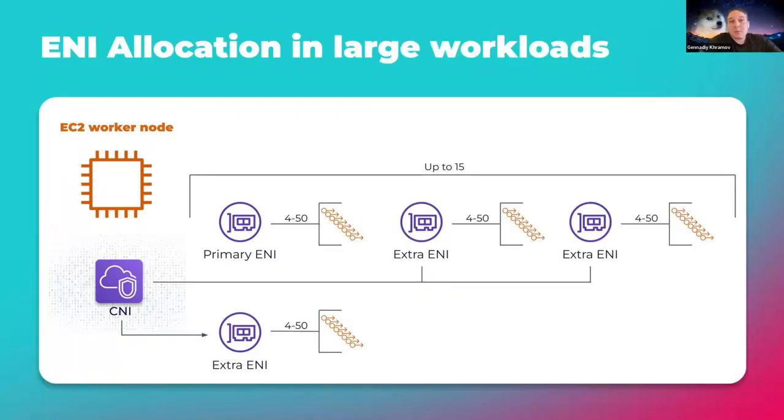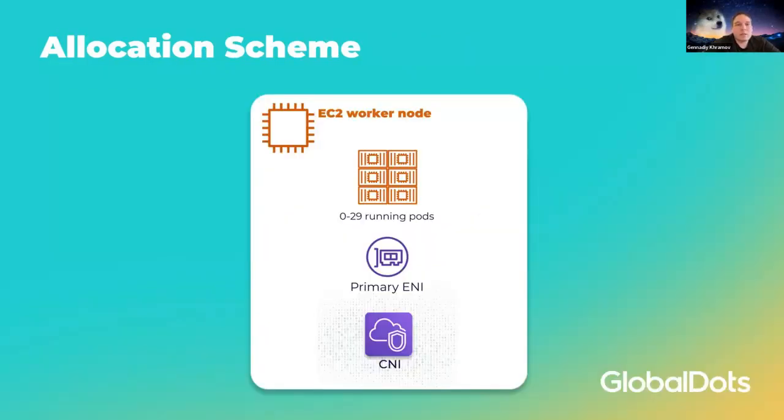And also, depending on the size of the instances, they can have up to 15 ENIs. And actually, it's not our case, because we have different workloads without so many pods on a node, and ENI allocation schema depends on how many pods are running on the node. But anyway, let's look at how this schema works with allocation of IP addresses.